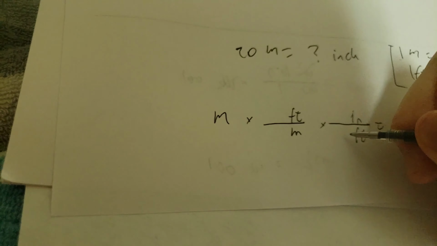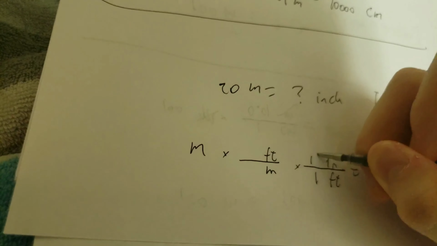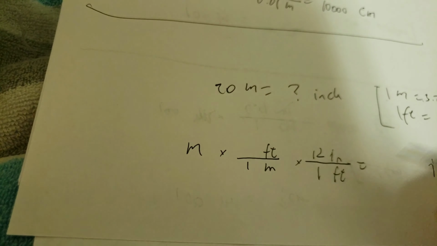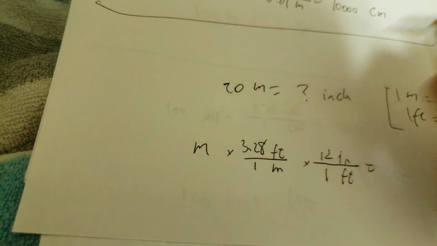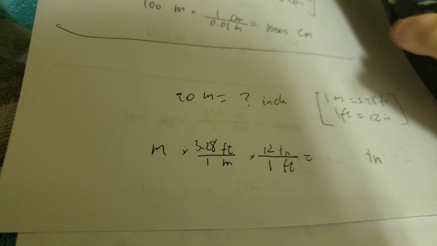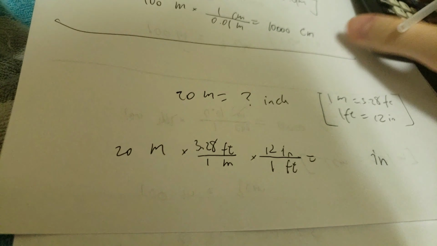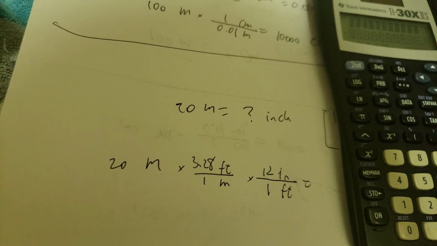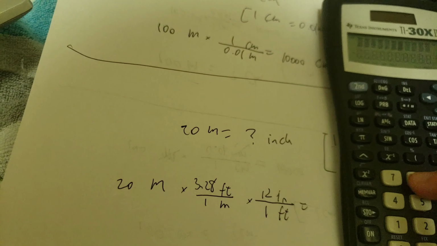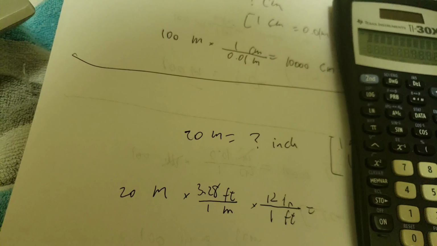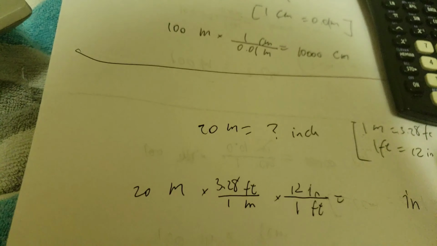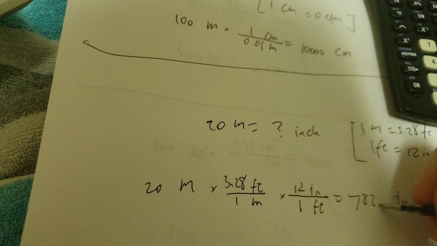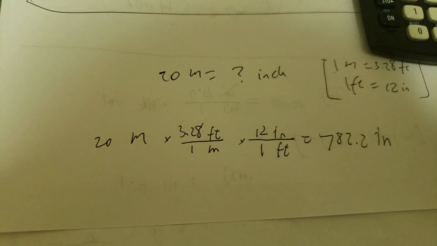1 foot equals 12 inches. 1 meter equals 3.28 feet. So if we plug in 20 meters and then plug this into the calculator, we're going to get 20 times 3.28 times 12, which is 787.2 inches. Now that's a lot of inches.